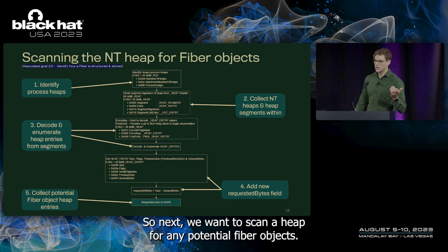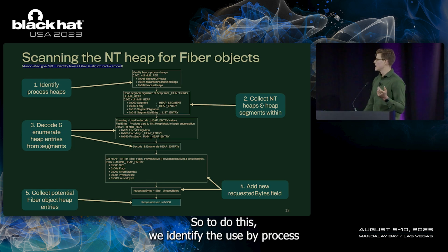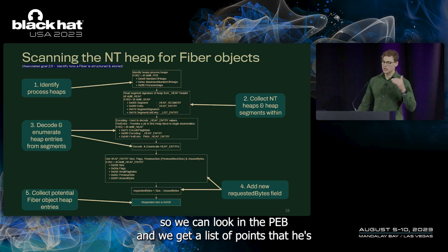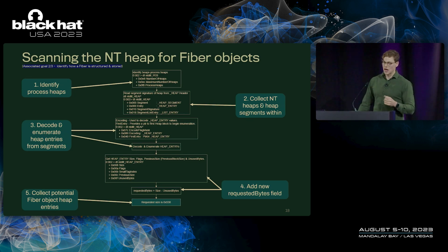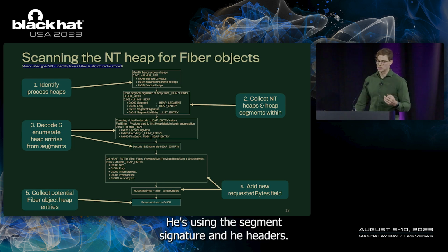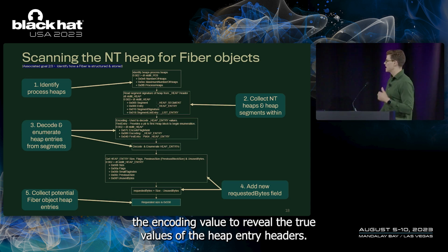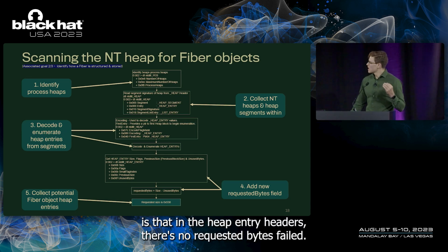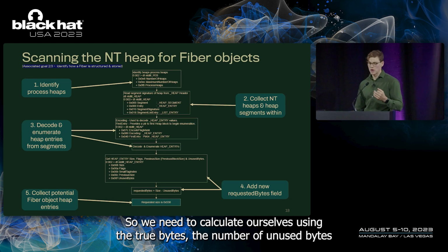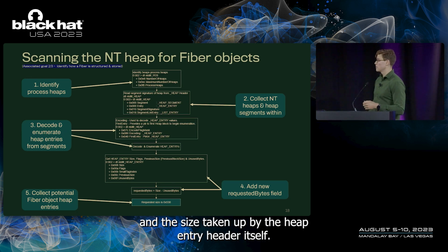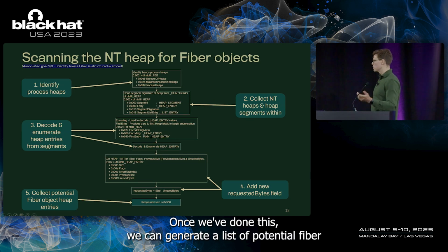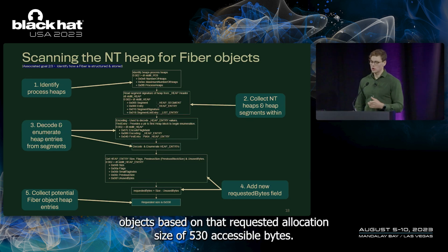So next, we want to scan the heap for any potential fiber objects. To do this, we identify the heaps used by a process. We can look in the PEB, and we get a list of pointers to the heaps. Then we can filter for NT-style heaps using the segment signature and the heap headers. Then we can decode heap entries because they're encoded, and we can use the encoding value to reveal the true values of the heap entry headers. But what you'll notice is that in the heap entry headers, there's no requested bytes field. So we need to calculate it ourselves using the true bytes, the number of unused bytes, and the size taken up by the heap entry header itself. Once we've done this, we can generate a list of potential fiber objects based on that requested allocation size of 530 hexadecimal bytes.